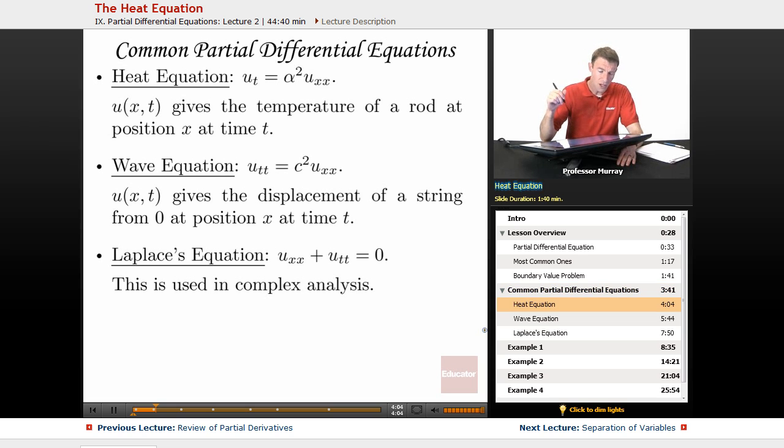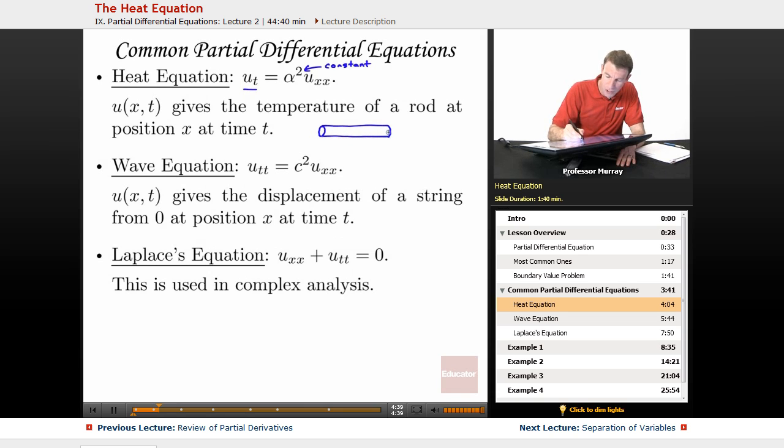The heat equation says u sub t, remember that's the partial derivative of u with respect to t, is equal to alpha squared times u sub xx. That alpha squared is a constant, and I'll say what that measures in just a moment. u sub xx is the second partial derivative of u with respect to x. What this equation describes is a function u of x and t, which tells you the temperature of a solid rod.